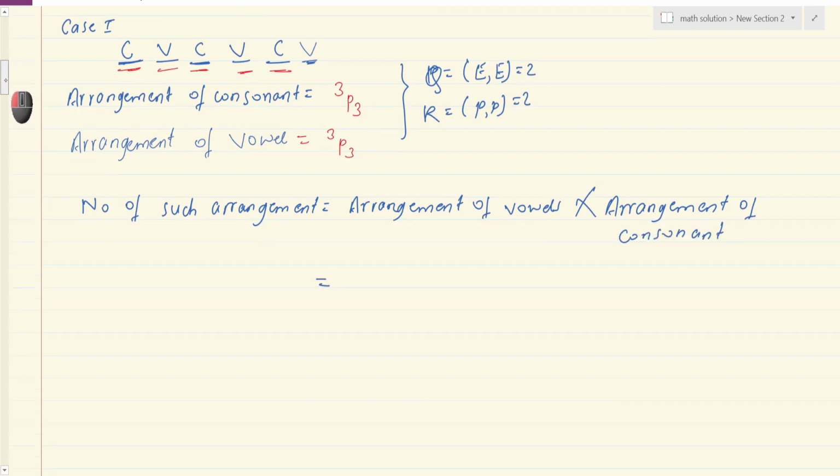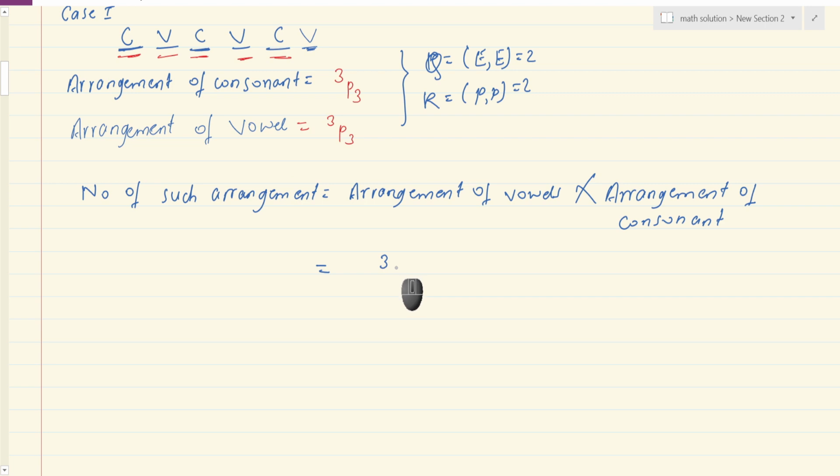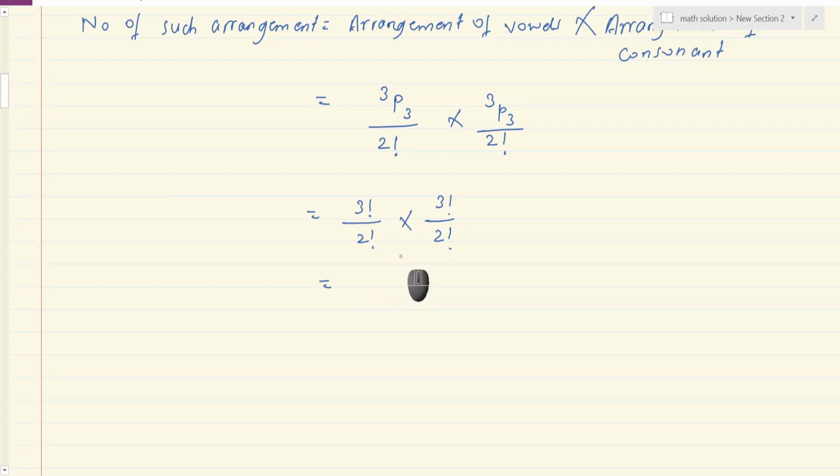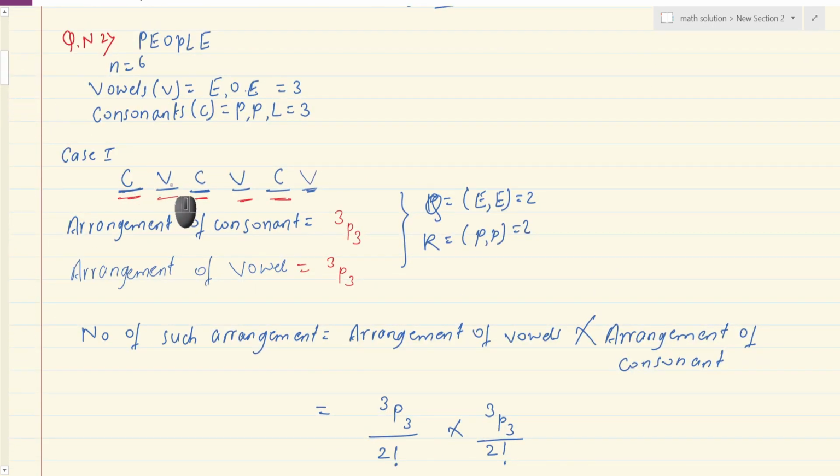Now let's see. Arrangement of vowels is 3P3, and in the vowels E is repeated, so 2 factorial. Arrangement of consonants is 3P3, and here P is being repeated, so that is 2 factorial. Now let's solve it. 3 factorial upon 2 factorial into 3 factorial upon 2 factorial, it will be 9. So in case 1, if we take consonant first, then vowel, then consonant, then vowel, then consonant, then vowel, we can get this many numbers.